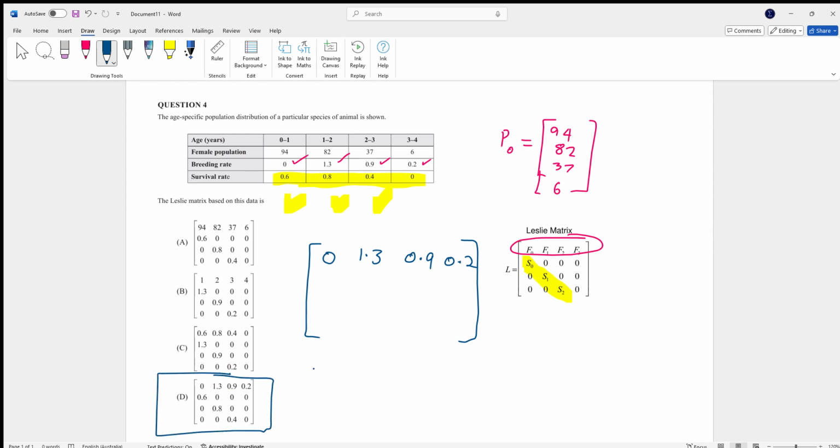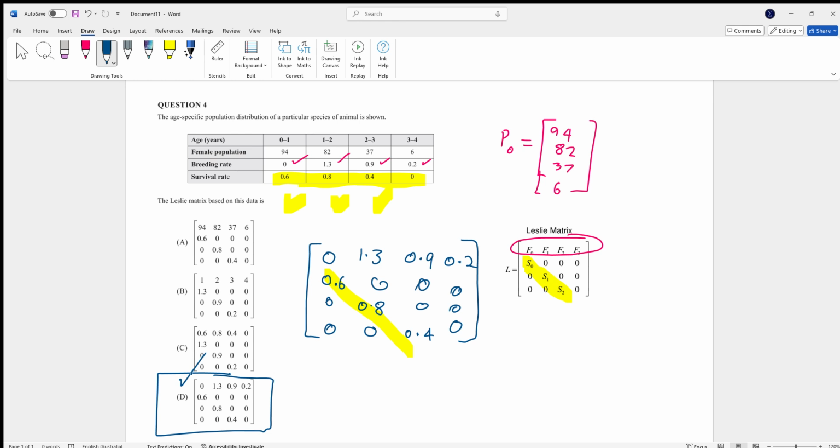Now to further go through this as well, the survival rates have to be on the diagonal down here. So underneath that, I would have to have quote-unquote 0.6, 0.8, and then 0.4. And then there'd be zeros everywhere else in this matrix here, which makes sense why D is the correct answer. I'd say it's a pretty easy question.